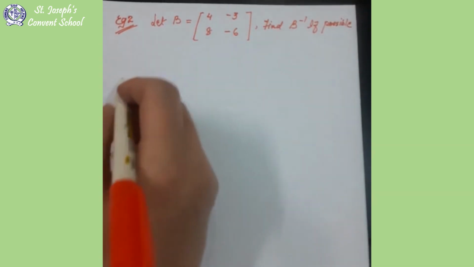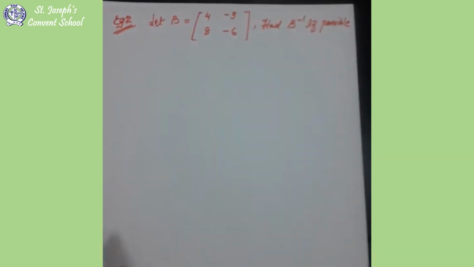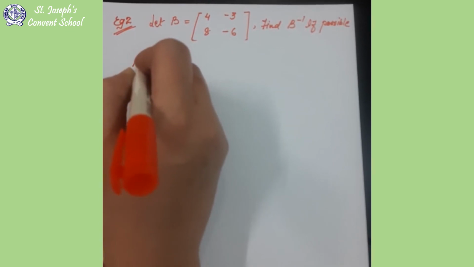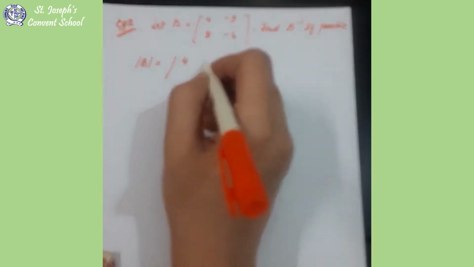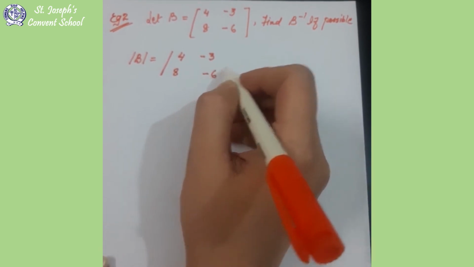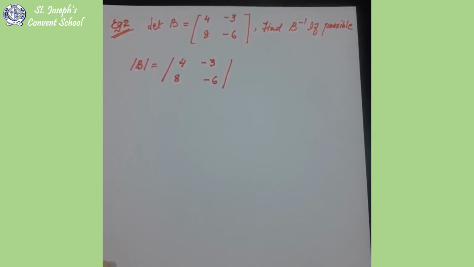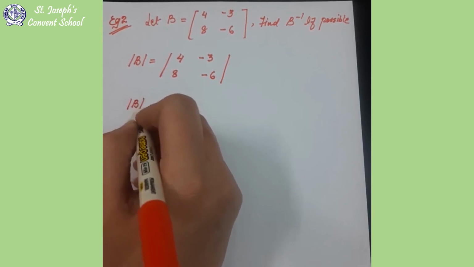So what we do, we will find the determinant first. Okay, first step is to find the determinant. So for B inverse, determinant of B means you will change this matrix into determinant form: 4, minus 3, 8, minus 6. This is determinant form. Change the question into determinant form. Now find the determinant of B. You know how to find it.